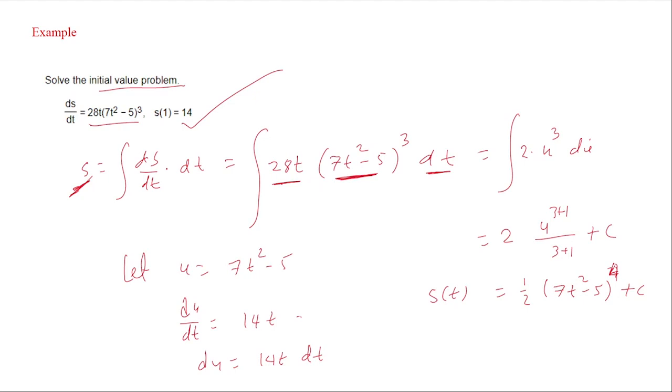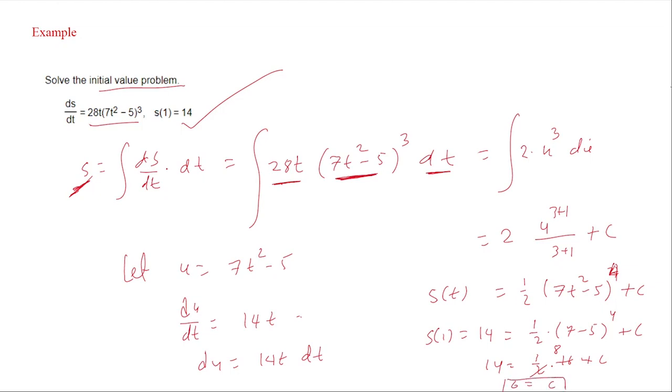By doing that, s of 1, which is 14, that's given here, is equal to, if you replace t on the right side, half times 7 times t square, which is 1 square, minus 5 to the power 4 plus c. So 7 minus 5 is 2, so 14 equals half times 2 to the power 4, which is 16, plus c. So half of 16 is 8. If you solve for c by subtracting 8 from both sides, you get c equals 6.